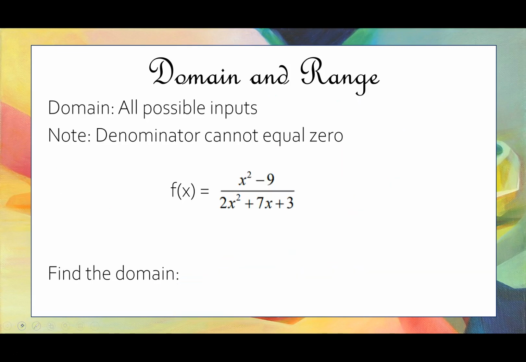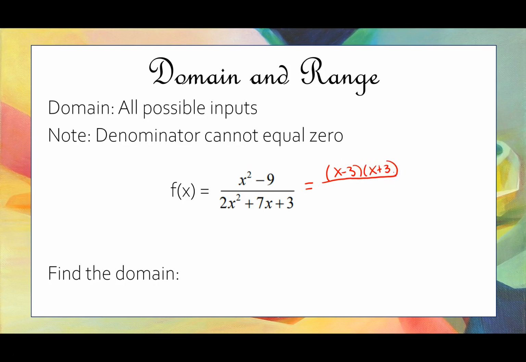Okay, let's try another one. All right, so we know that we can factor the numerator. It's actually a difference of squares, so this is actually going to become x minus 3 and an x plus 3.